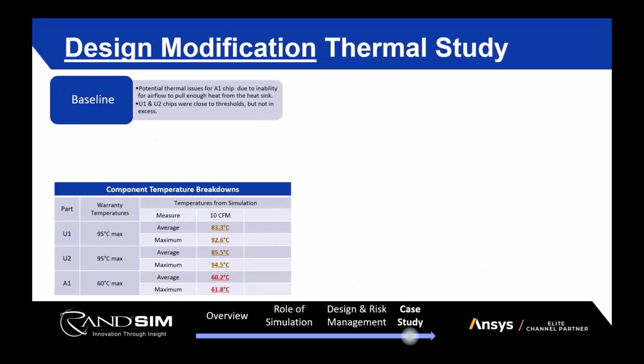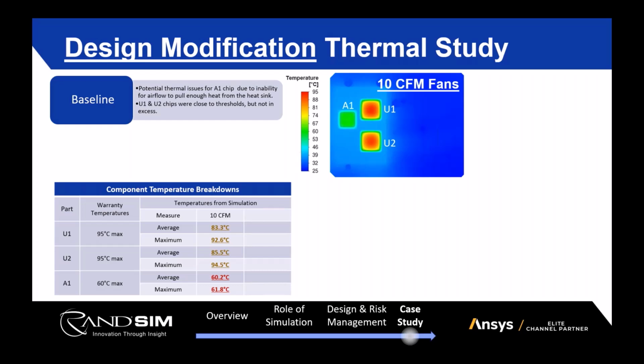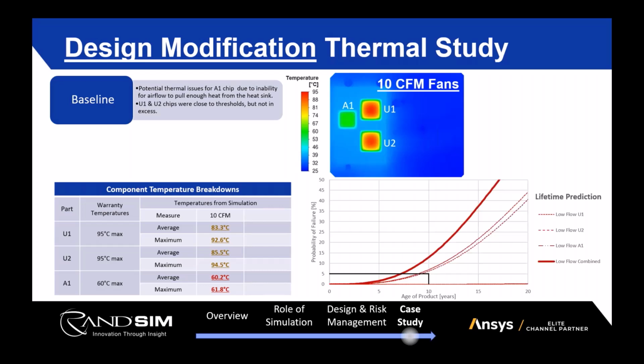So then I can take these design conditions and reevaluate my system based on them, right? In the baseline study, it showed that I had some risky temperatures for the A and U chips on my PCB with those 10 CFM fans. And this obviously, as we talked about, didn't work the best for my lifetime prediction. I wanted to make sure that I had that 95% probability at 10 years.